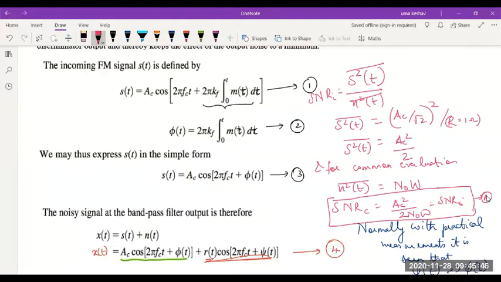We have found SNRO first and then SNRI. SNRI is very simple. Consider the signal power in FM, it will be just AC square by 2. Noise power is constant in all cases, N0 into W per unit bandwidth. So you can find SNRI or SNRC as AC square by 2 N0 W.